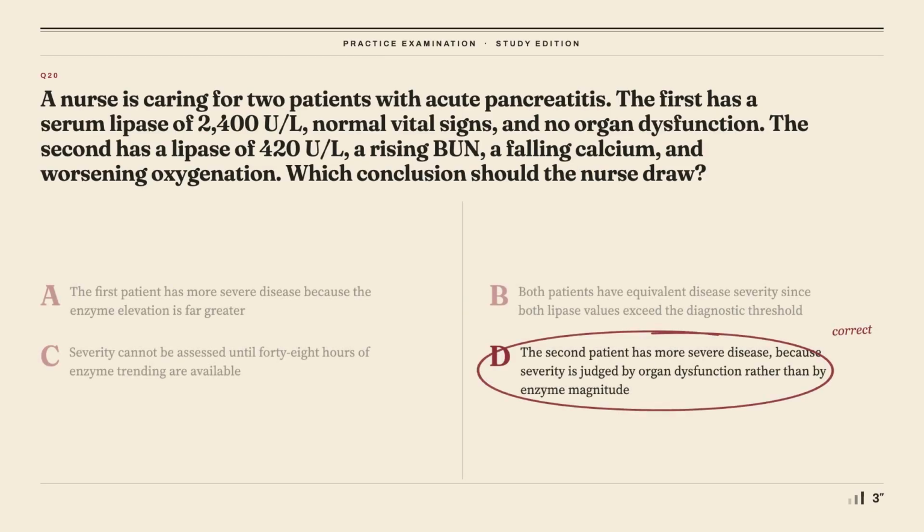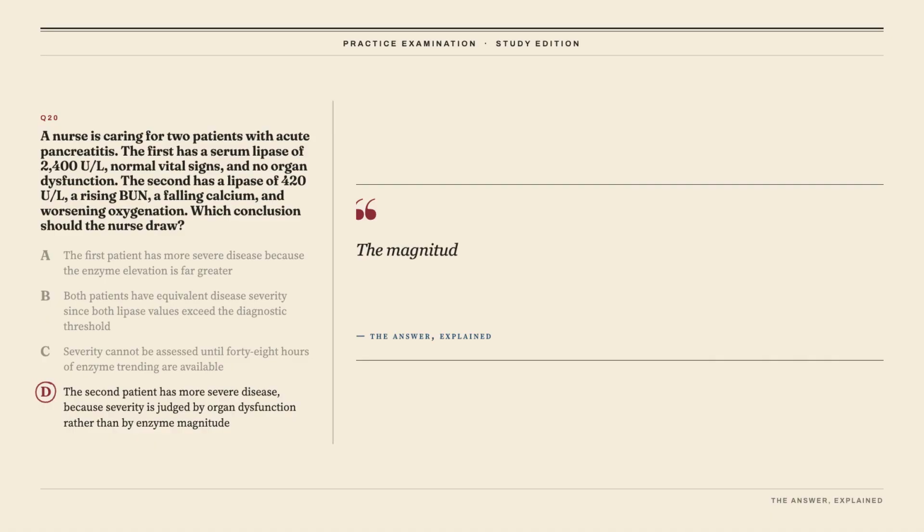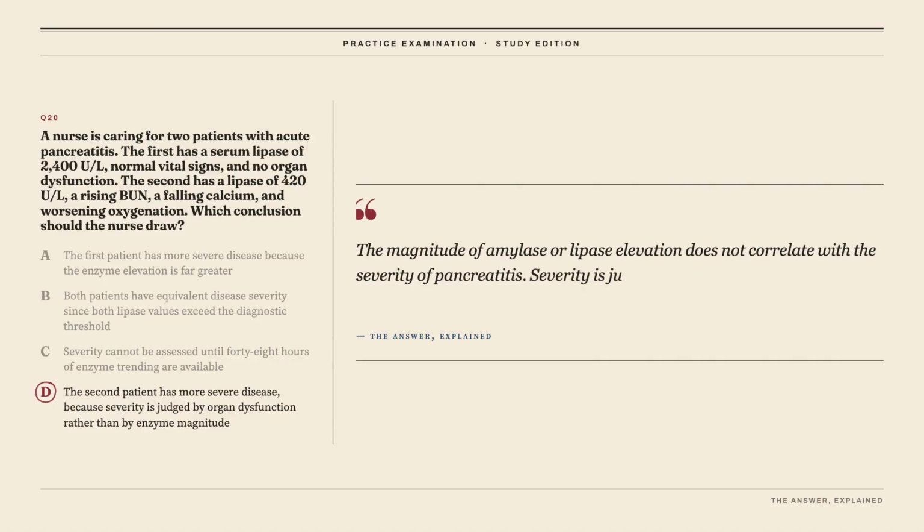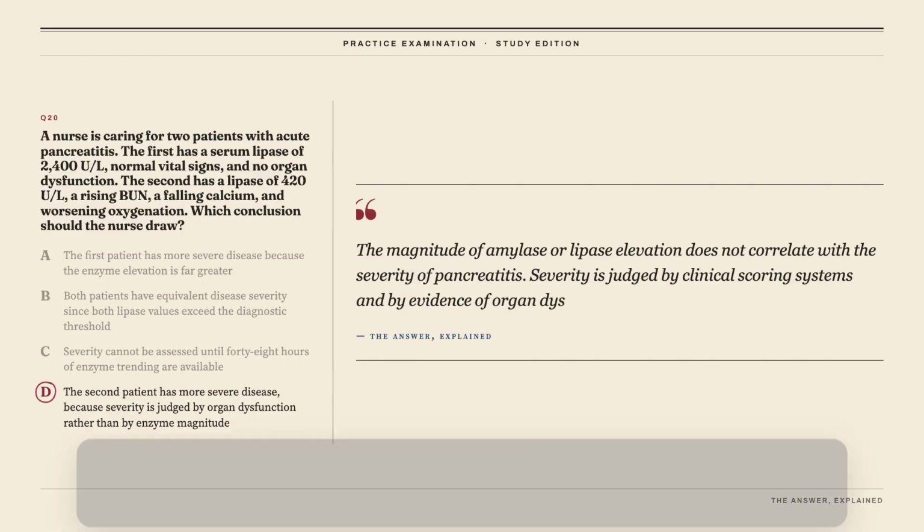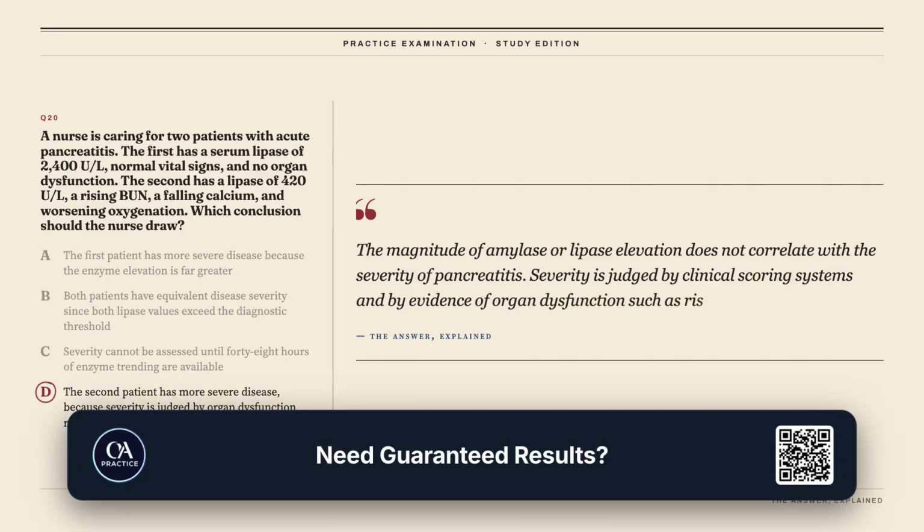The correct answer is D. The second patient has more severe disease because severity is judged by organ dysfunction rather than by enzyme magnitude. D is correct because the magnitude of amylase or lipase elevation does not correlate with the severity of pancreatitis. Severity is judged by clinical scoring systems and by evidence of organ dysfunction such as rising BUN, falling calcium, and deteriorating oxygenation. The second patient is meeting the criteria that predict a bad outcome.